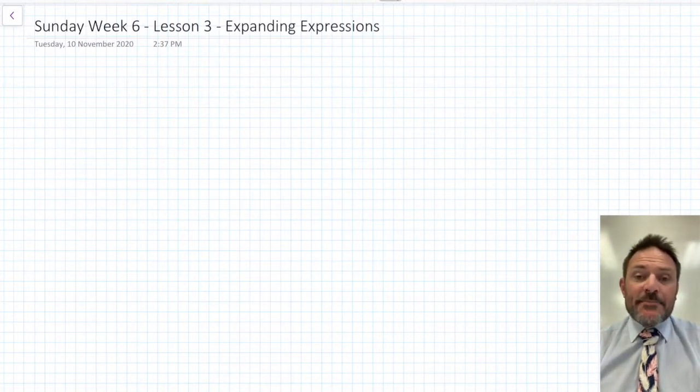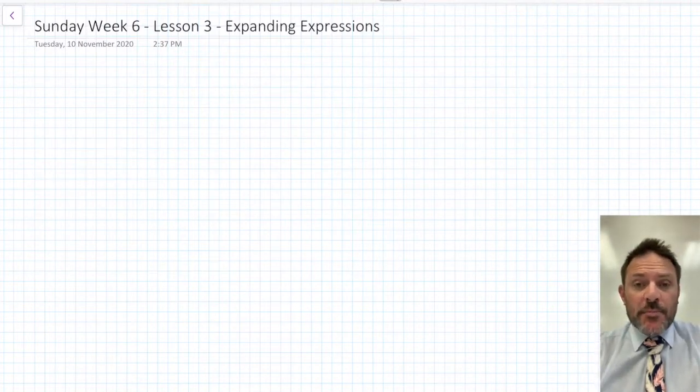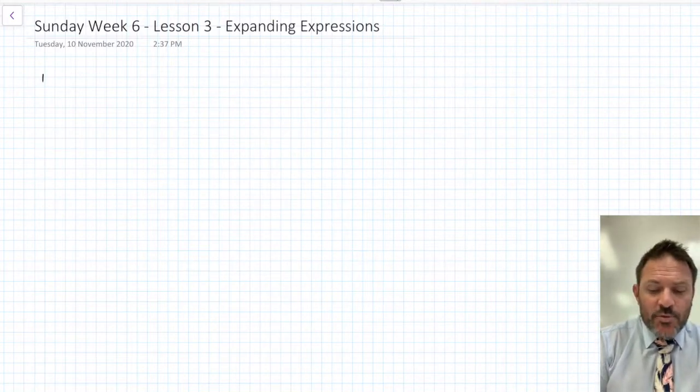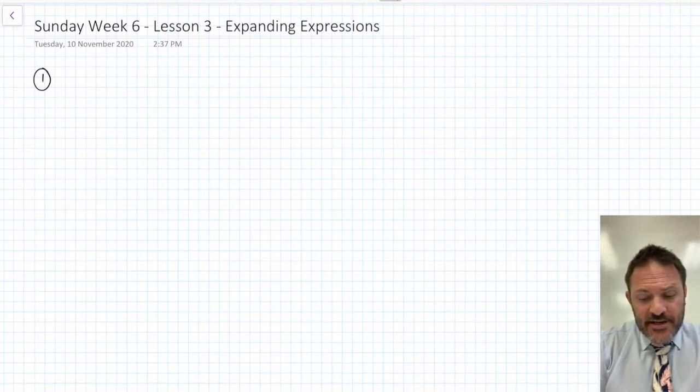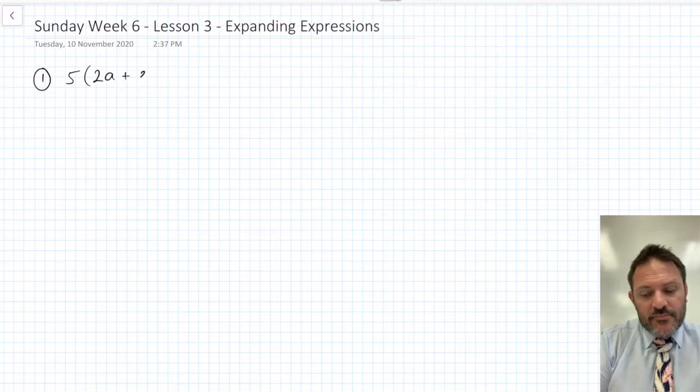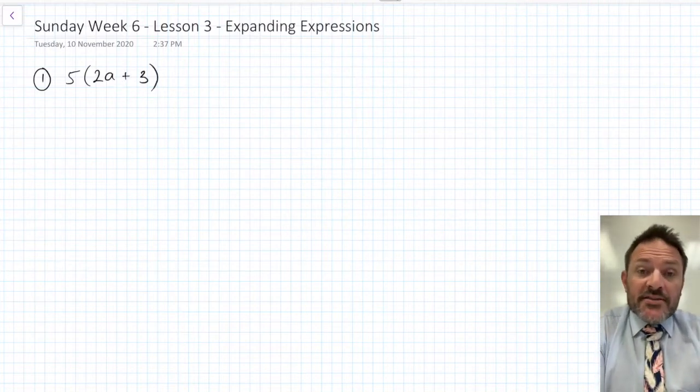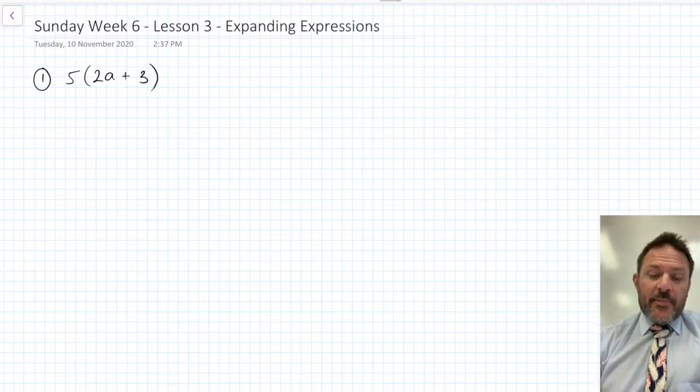We are looking at expanding expressions. Hopefully it should be a pretty brief tutorial because again, these are things you've done before. So what does expanding mean? Well, for example, you might have a question that says this. So expanding brackets means to basically multiply them out.